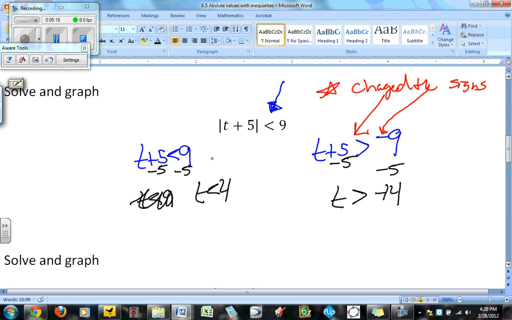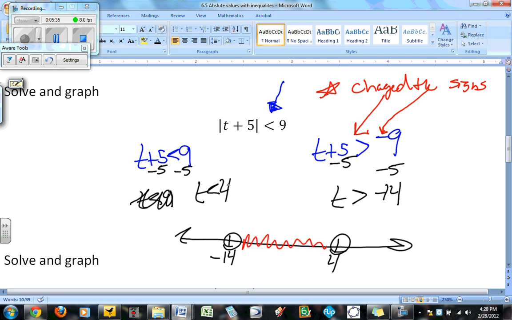So we're going to make our number line. And sorry, I have a negative 14 here, and I have a 4 here. And again, they're both open circles. However, in this one, it says t is greater than negative 14. I am shading to the right. And here it says t is less than 4. I'm shading to the left. Since they're overlapping, this is an and statement. Okay, since they're overlapping, it has to be an and statement.